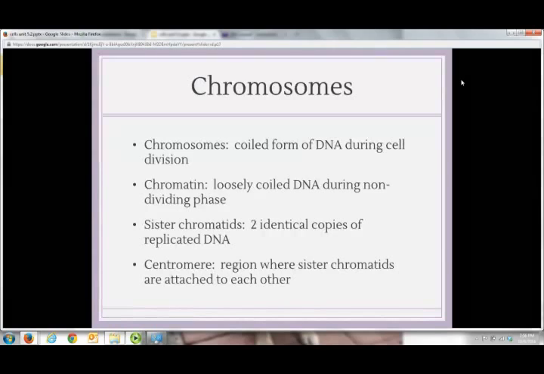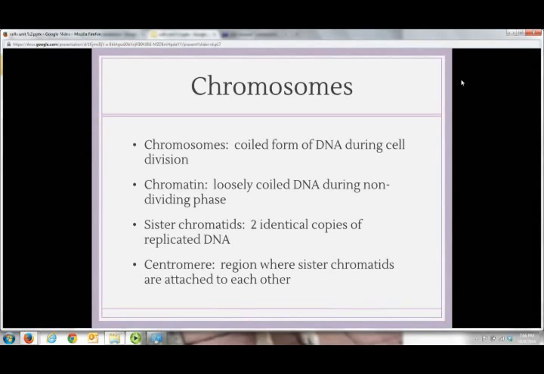When we look at the genetic material inside of a cell, we often picture chromosomes. Chromosomes are actually a very specific form of the genetic information. This is the coiled form that the DNA will take during cell division. Here everything is very tightly packaged up to form the chromosomes that we see during this phase. The only time we're going to see chromosomes is during cell division.